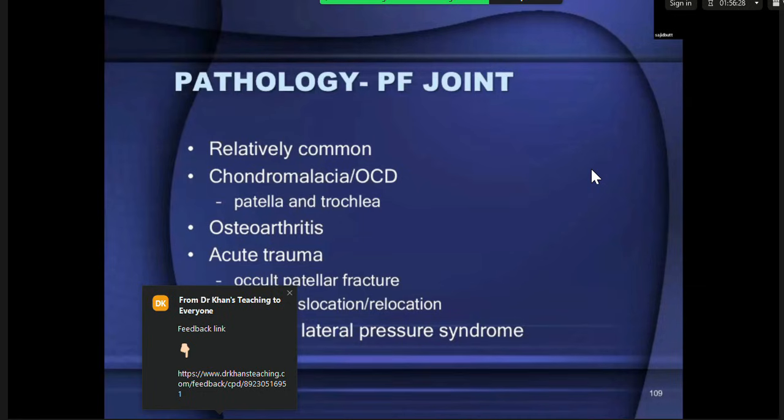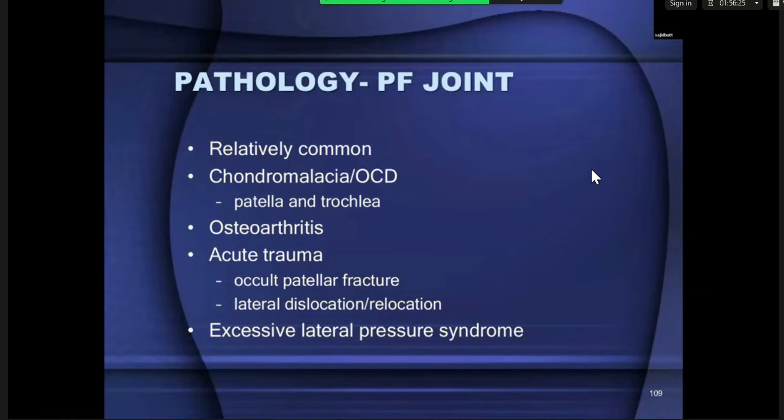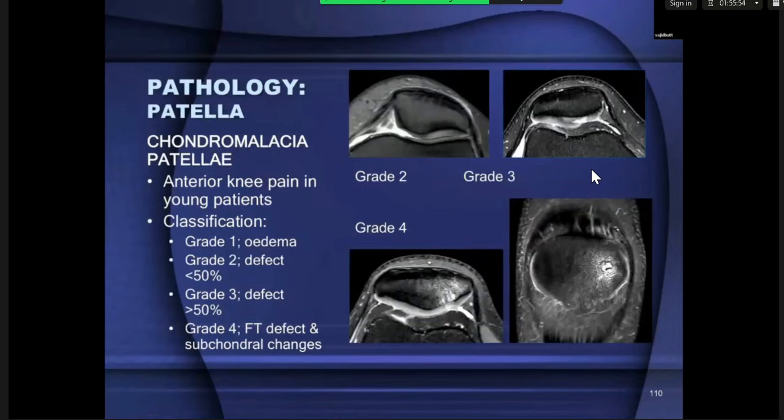So remember that chondromalacia, when it comes to the patellofemoral joint, you have to carefully look for it. I'll show you what you need to see in that. In patients with osteoarthritis, you'll get chondromalacia. In patients with acute trauma, you will get acute injuries to the cartilage and to the bone. We can get into a problem of lateral patellar dislocation, subluxation, and then relocation, and excessive lateral pressure syndrome, in which the patella is always being pulled towards the lateral side.